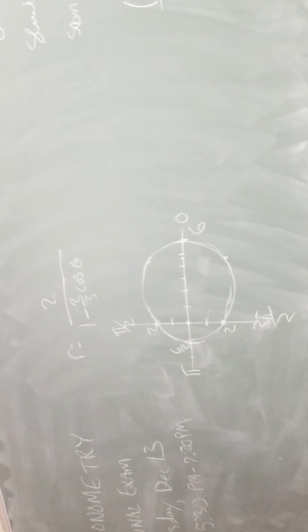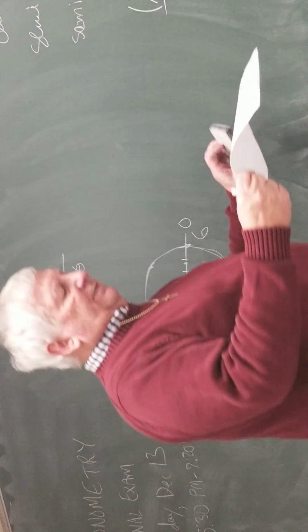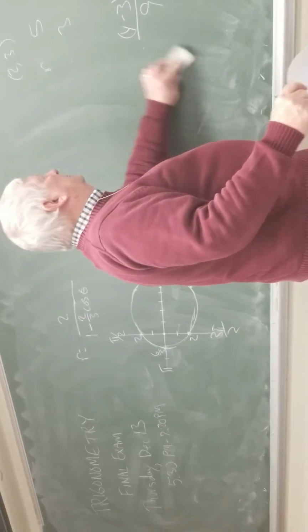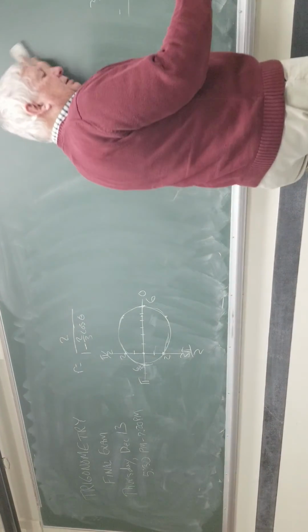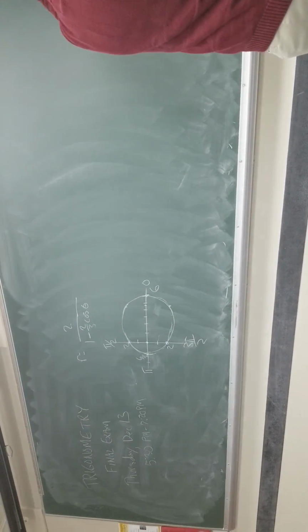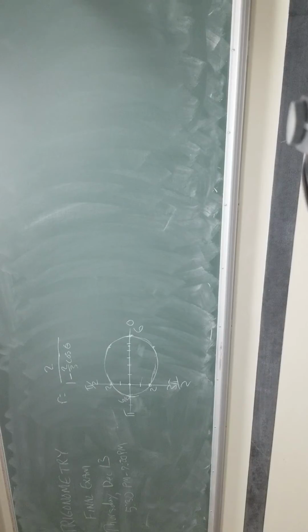And the last one says find the sine and cosine of the angle necessary to rotate the axis to eliminate the xy term in the general conic.